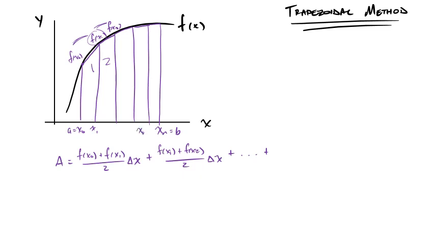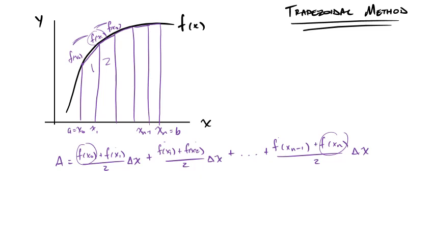So this is xn minus 1 and xn. And so I'll have f of xn minus 1 plus f of xn divided by 2 times delta x, right? And so all of these are going to get repeated on the inside, but these two on the outside are not repeated, right?